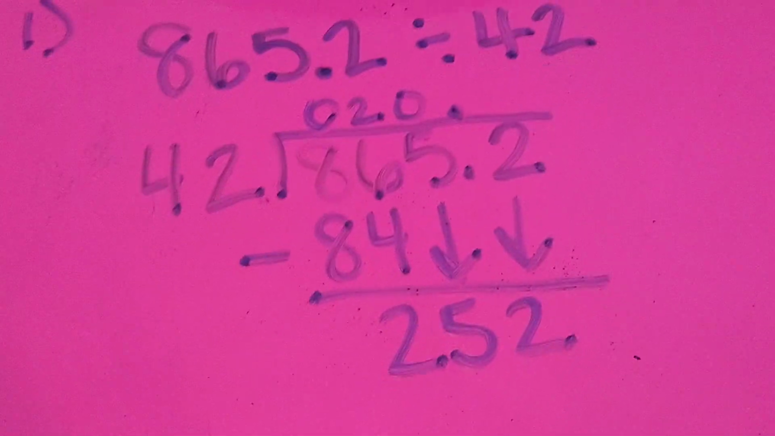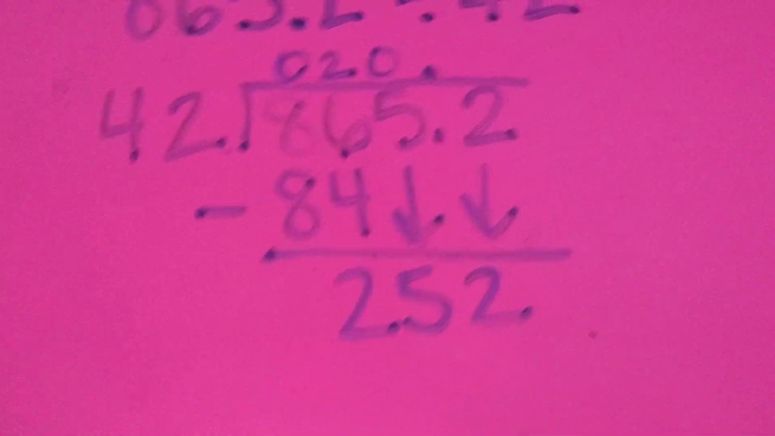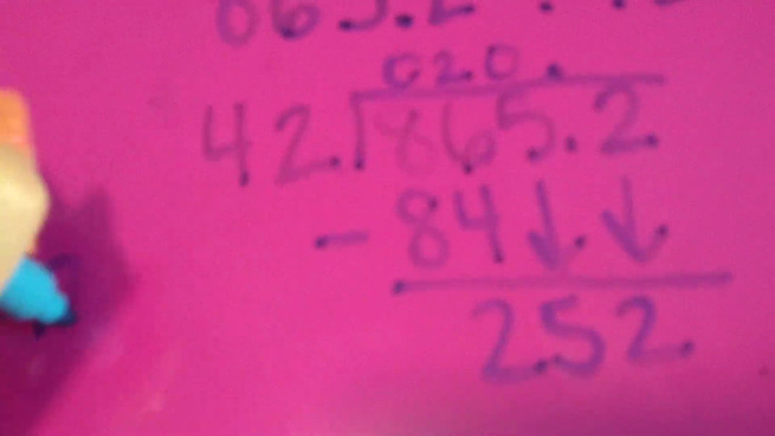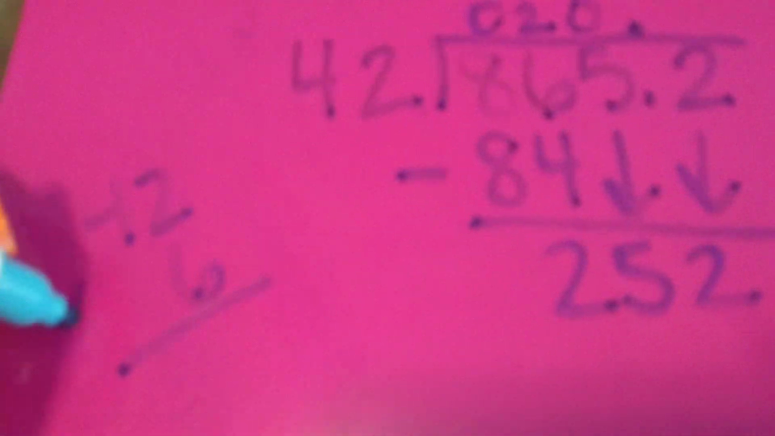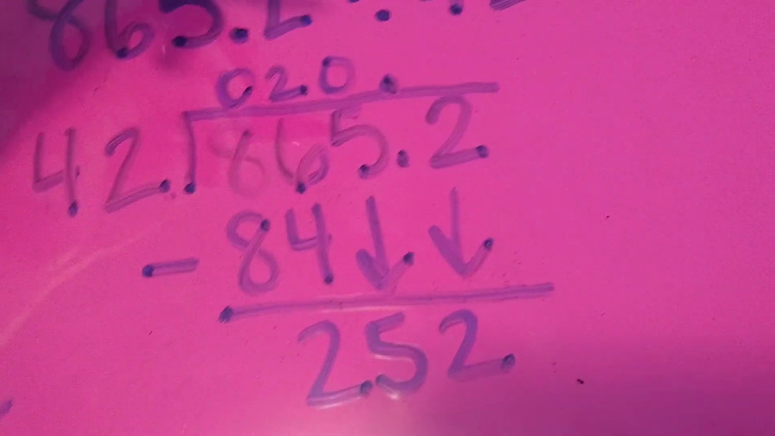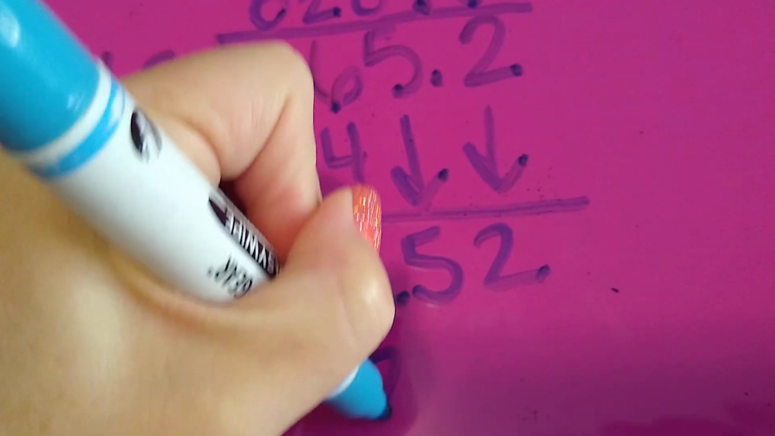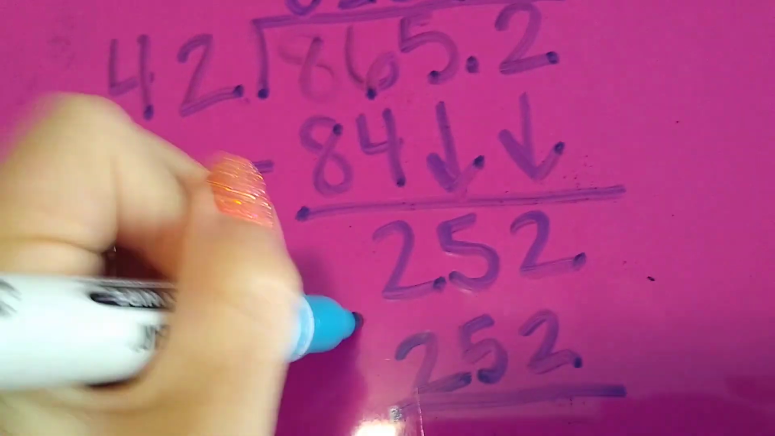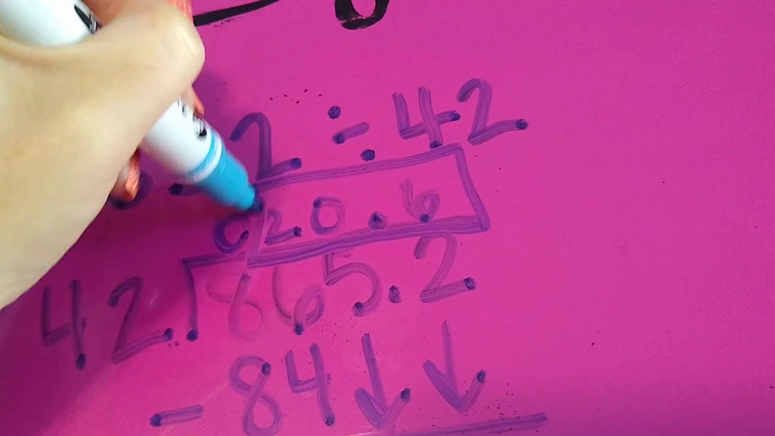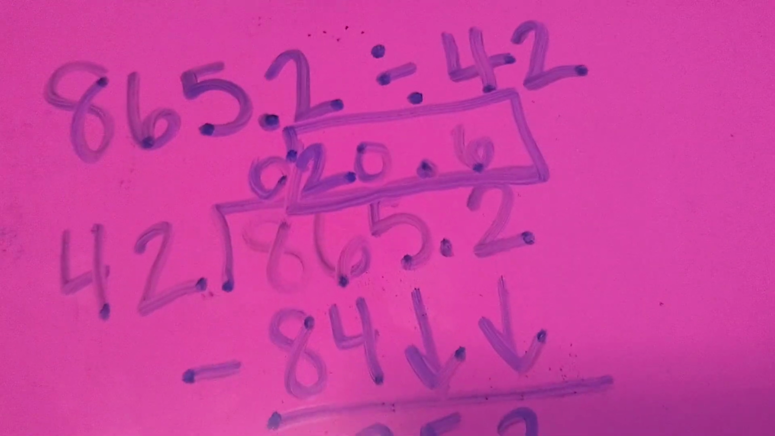If I think it through, I feel like either 5 or 6 will work. So I'm going to go ahead and try 42 times 6. So I'm going to get 12 and 24, 25. There, that gives me my 252. So up here, I'm going to put 6, and that gives me my 252. And when I subtract, I get 0. So my final answer is 20.6, or 20 and 6 tenths.